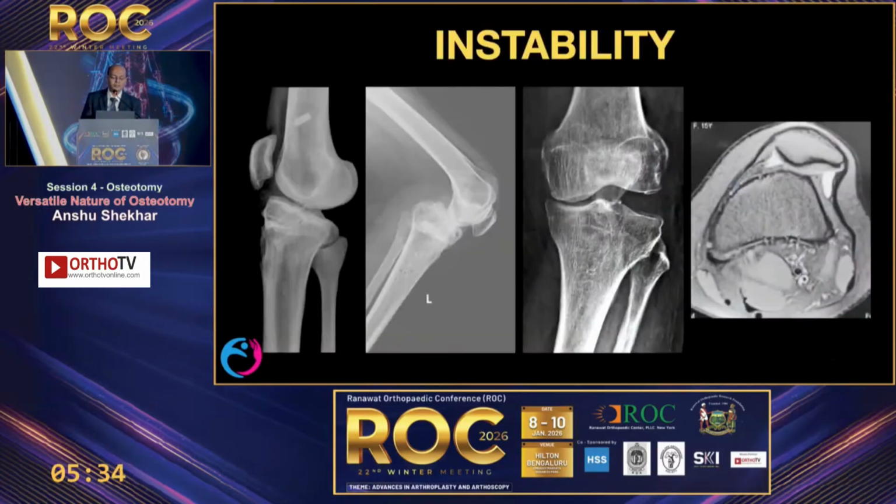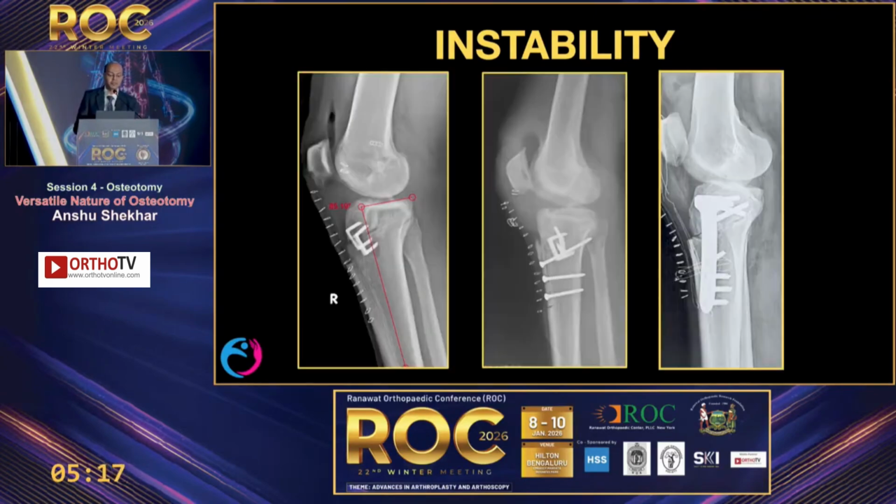Coming to instability, of course, we've heard all about instability in the morning sessions today. But remember, instability in the coronal and the sagittal planes is grossly determined by what the alignment is. It can be for the ACL, for the PCL, for the posterolateral corner, and even for the patellofemoral joint.